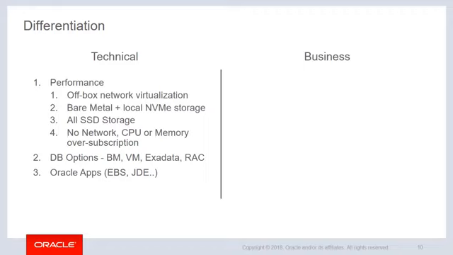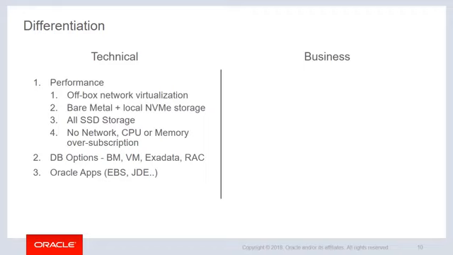All our storage is SSD based, whether it's local storage, block storage, file storage, object storage, so that gives you superior performance. And like I said earlier, there is no network, CPU, or memory oversubscription anywhere in Oracle Cloud Infrastructure. We also support a wide array of database options, starting with bare metal with local NVMe, virtual machines, and then real application clusters, and even Exadata in the cloud.